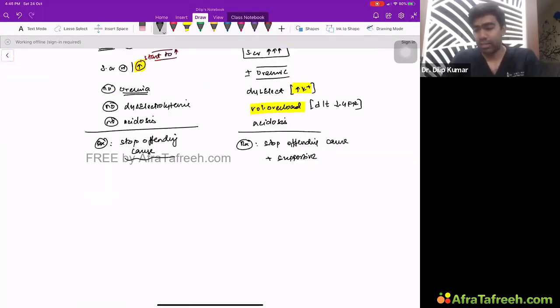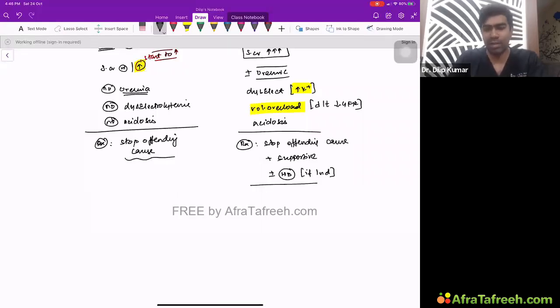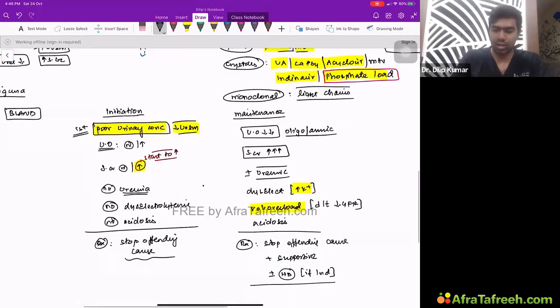Then you have supportive treatment like diuretics, or probably you can give hyperkalemia therapies. Plus or minus, you might need hemodialysis if there are indications. If indicated, you might even need hemodialysis in this particular patient. So this is what you're going to do. Clear?